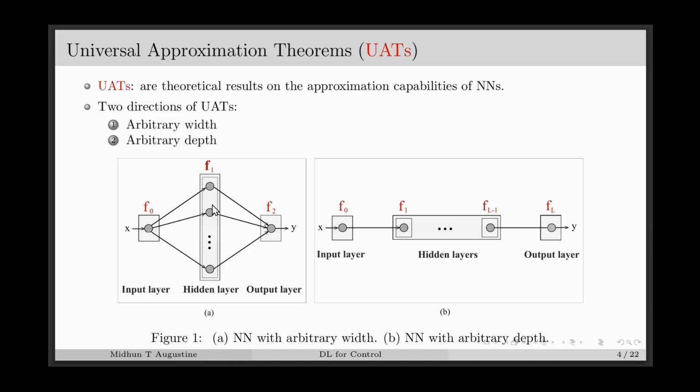In the case of arbitrary width neural networks, we typically study a neural network with one hidden layer. The width, or the number of neurons in this hidden layer, can be arbitrary. This is the commonly used structure, and this particular structure can also be called a shallow neural network. In the case of arbitrary depth, the depth can be arbitrary and the width is bounded. So here we have a neural network with the width equal to 1. We have only one neuron per layer. And this particular structure is not commonly used because of its limited approximation capability.